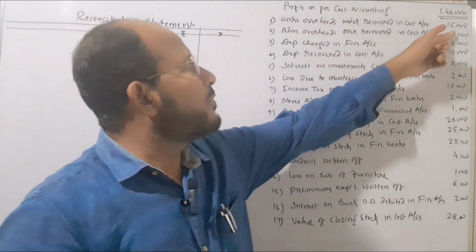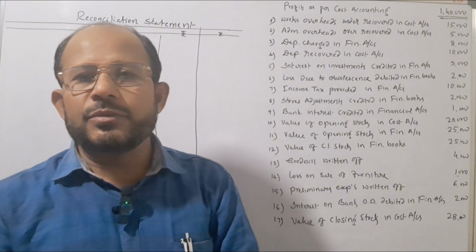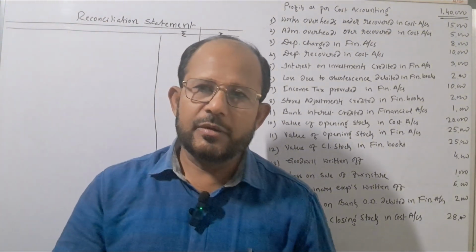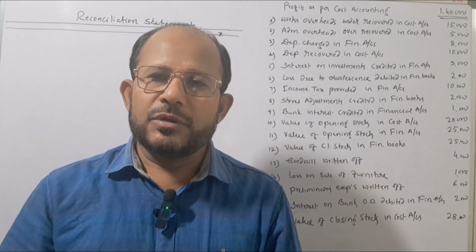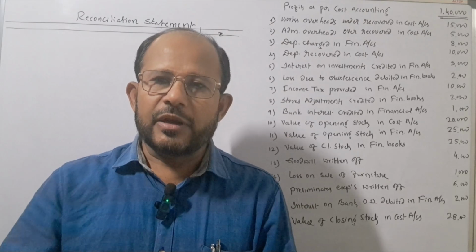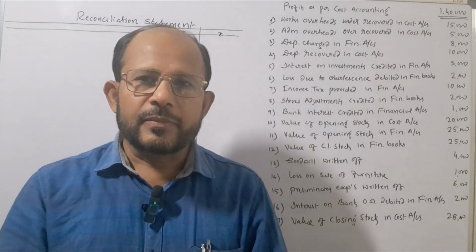Here in this problem, profit as per cost accounting is given, rupees 1,40,000. If profit as per cost accounting is given, then we have to find out profit as per financial accounting. Therefore, our target is financial accounting. We have to reach there.